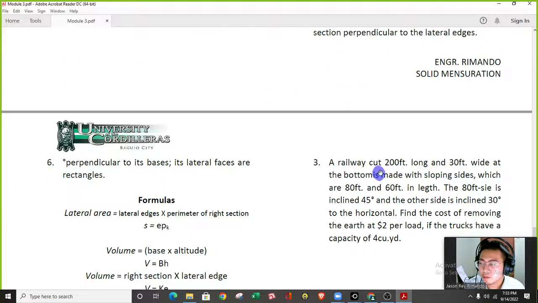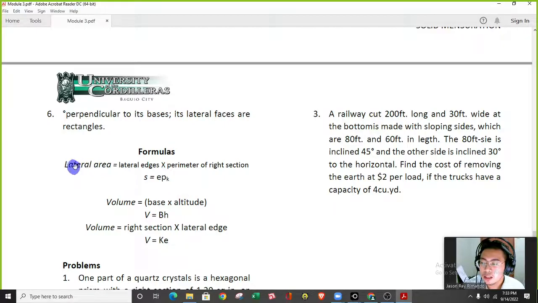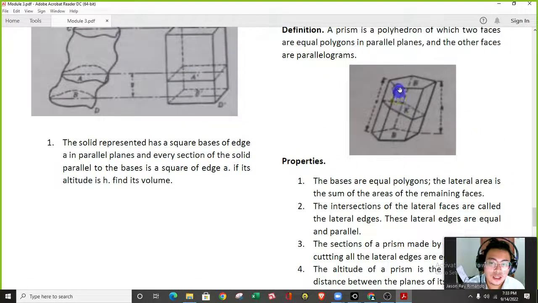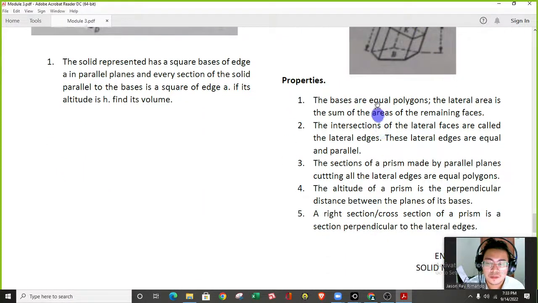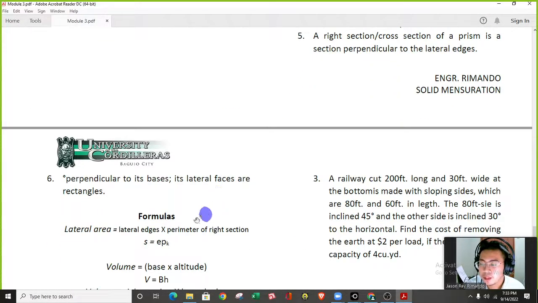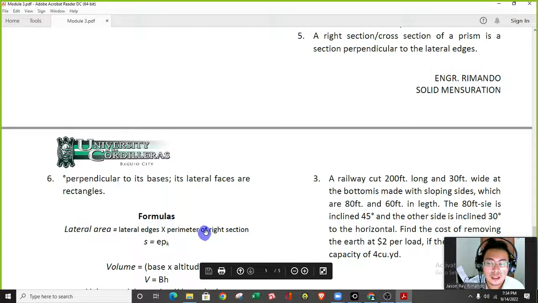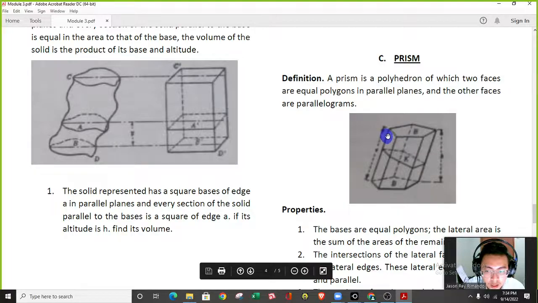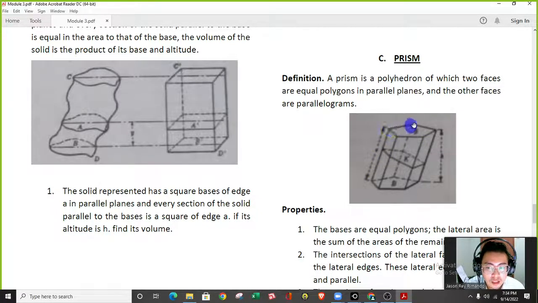So, ganun lang siya. Formula is, lateral area is lateral edges, ang height niyan, multiplied by perimeter of right section. Okay? So, height nito, yung edge nito, multiplied by your perimeter doon sa taas.